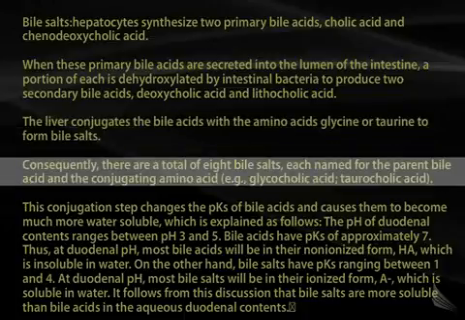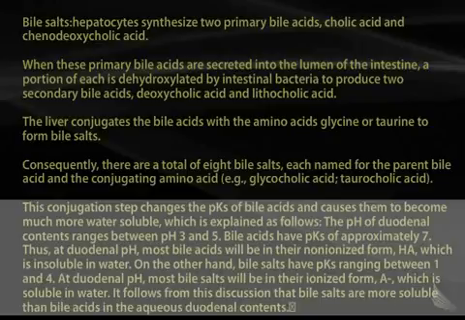Consequently, there are a total of 8 bile salts, and these are named by the parent bile acid and the conjugating amino acid. So, for example, if the parent bile acid is cholic acid and the conjugating amino acid is glycine, it's called glycocholic acid. Or if the conjugating amino acid is taurine, it's named taurocholic acid. With this conjugation step, the pK of the bile acids has changed and they become much more water soluble.